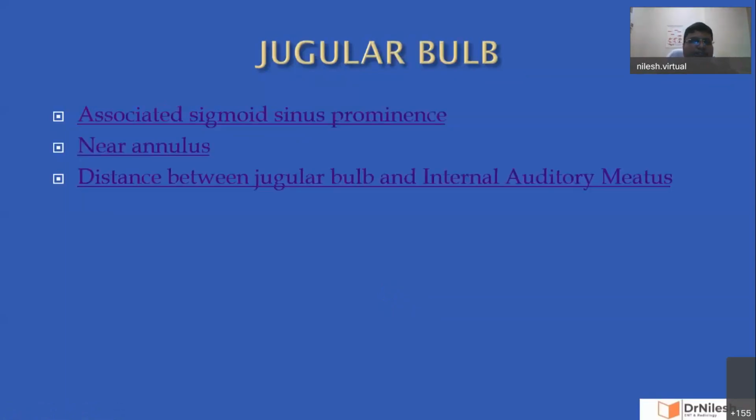Next comes the brother of sinus, that is jugular bulb, associated with the sigmoid sinus prominence. If sigmoid sinus is prominent, you can expect the jugular bulb will be prominent. Near the tympanic annulus, it is a very, very dangerous part. And next is the distance between jugular bulb and internal auditory meatus you have to see. So first we'll see when it will be associated with the sigmoid sinus prominence.